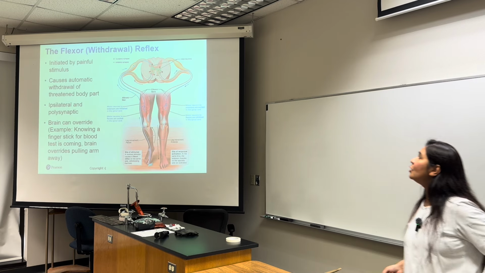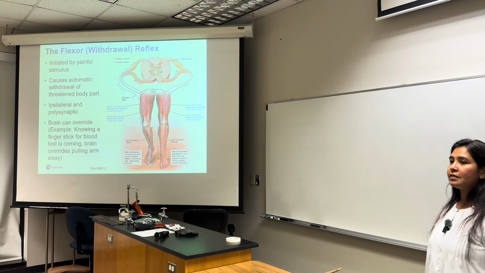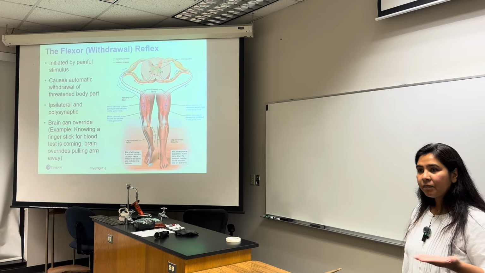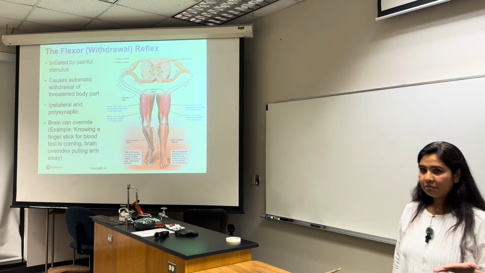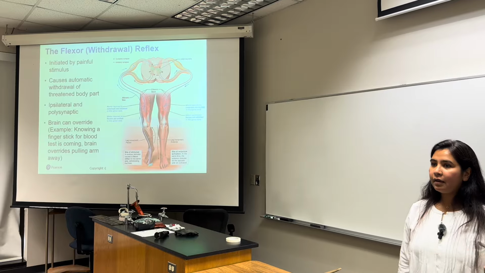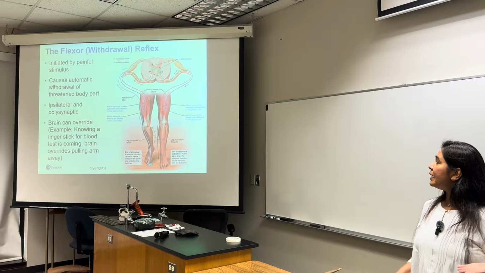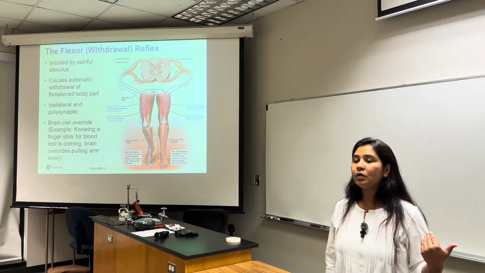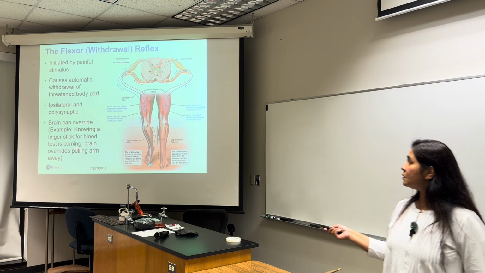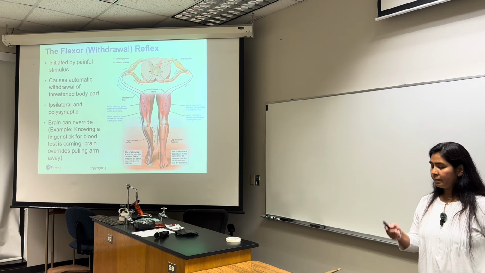The flexor withdrawal reflex. So what is happening in the flexor withdrawal reflex? It is the same hand which you are trying to take away, right? So that is happening in the same hand, same side. So that is ipsilateral and definitely polysynaptic. And so the brain can override, knowing a finger stick for a blood test is coming, the brain overrides pulling the arm away.